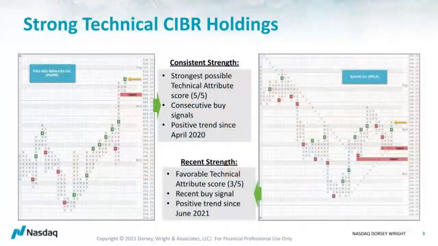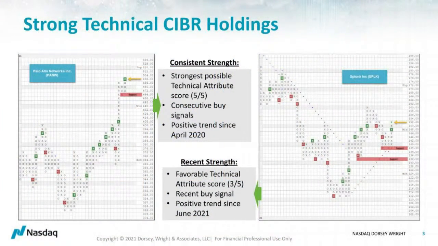Sure. Given the broader strength of the cybersecurity space, there's a fair amount of names we can look at for favorable securities. Two examples we can take a look at: one being the name that has given consistent strength, and that's Palo Alto Networks, ticker PANW. This has our strongest technical attribute score possible. For stocks, we only go to 5, and it has all 5 of the attributes. It's given consecutive buy signals and has been in a positive trend since April of last year.